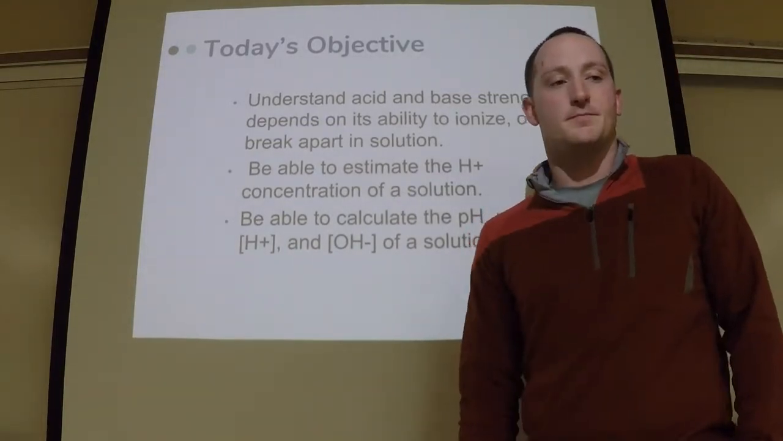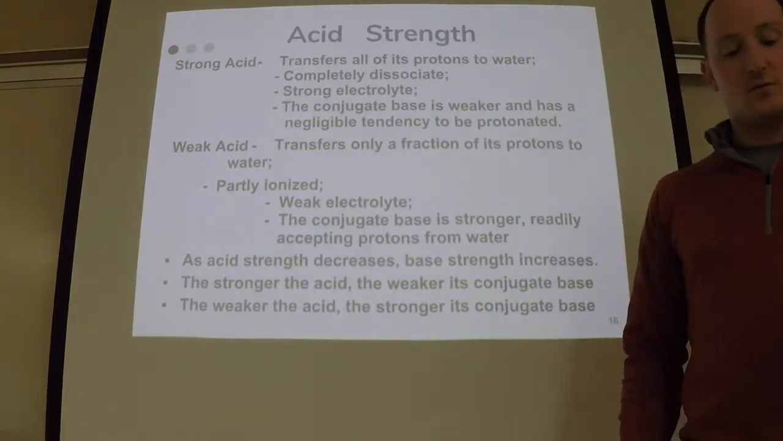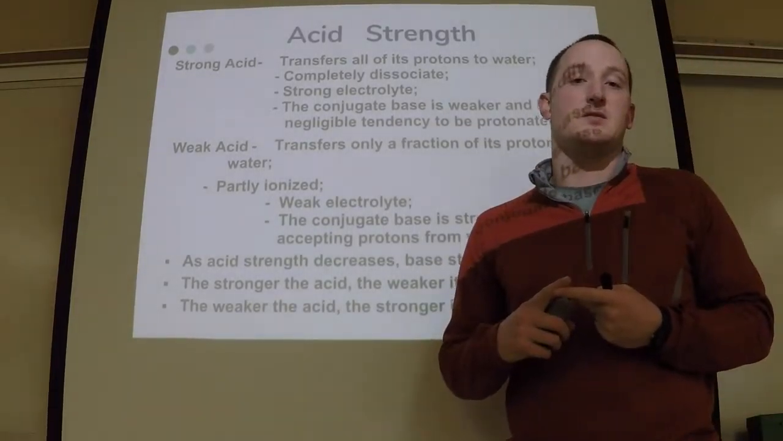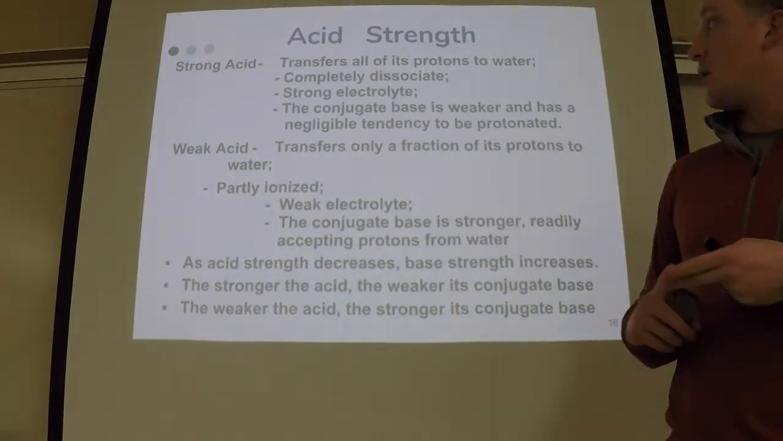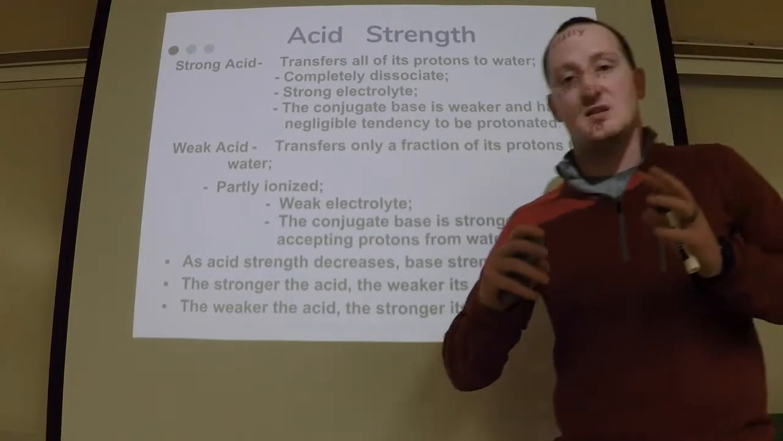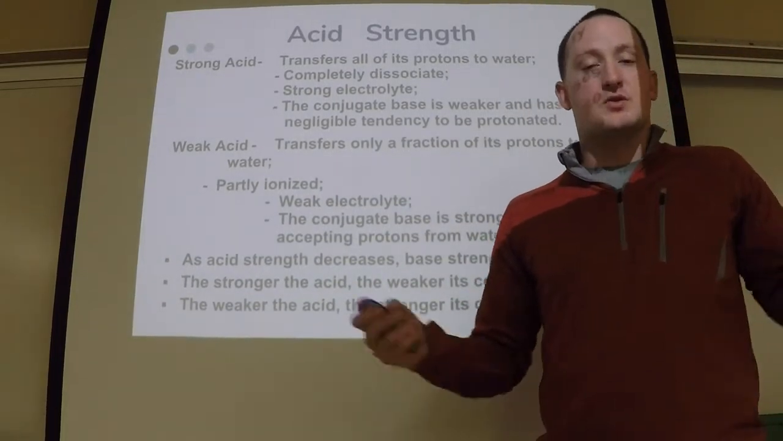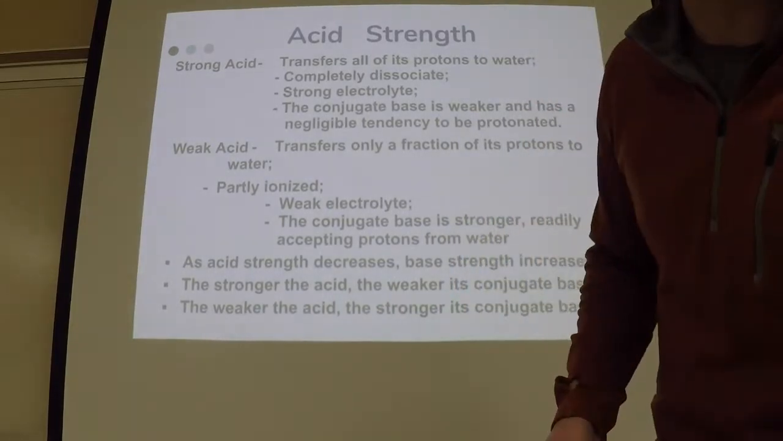So let's get started. First of all, acid strength is defined in two ways. We define acids as either strong acids or weak acids. Now, strong acids are substances that completely dissociate. What that means is when I put them in water, they actually fall apart. So an example of a strong acid is something like HCl.